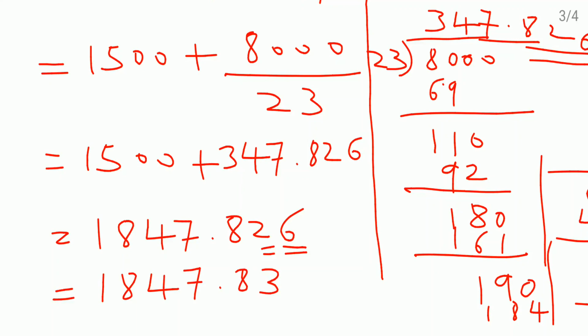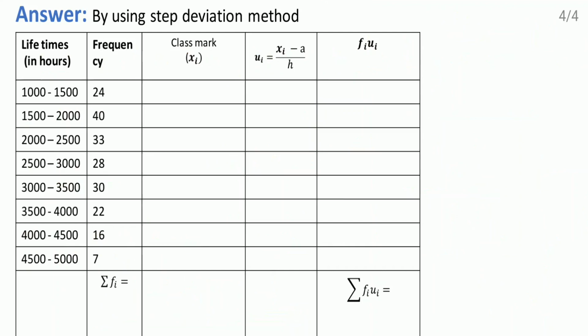Correct? So the mode of the data is rupees 1847.83. Correct? Now for the same data we are going to find out the mean. To find the mean, because I saw the numbers are quite big, we will use the step deviation method. For the step deviation method, this is the table.